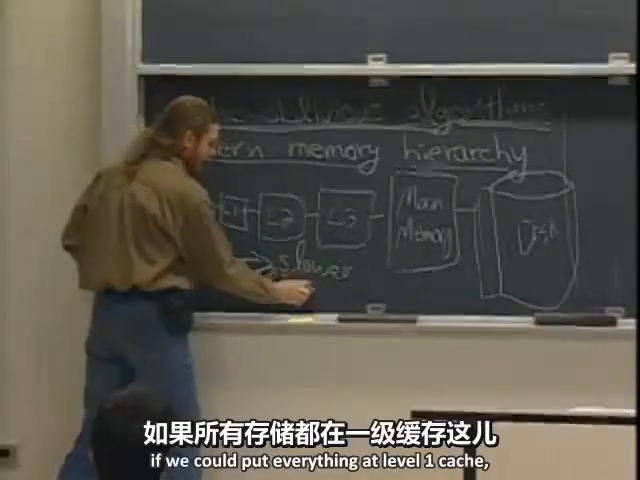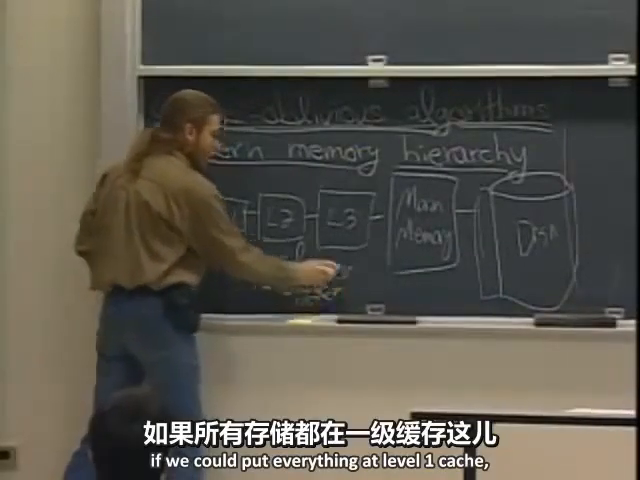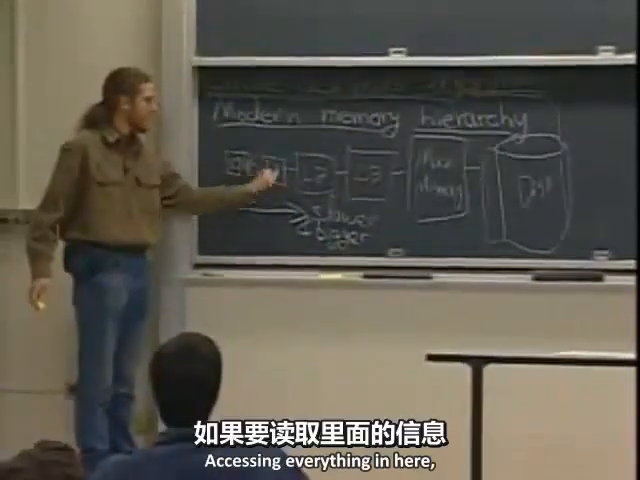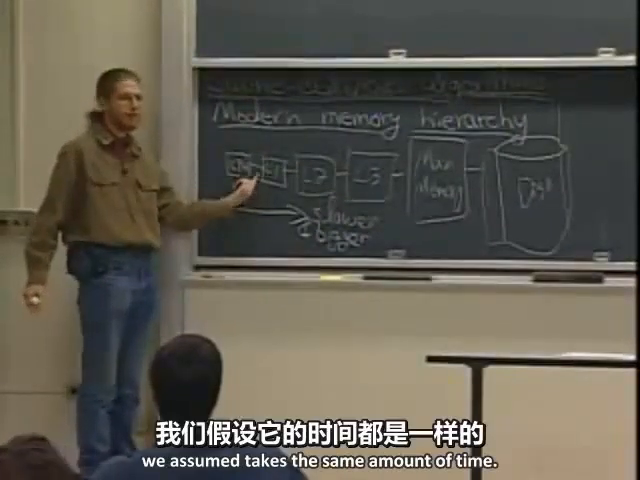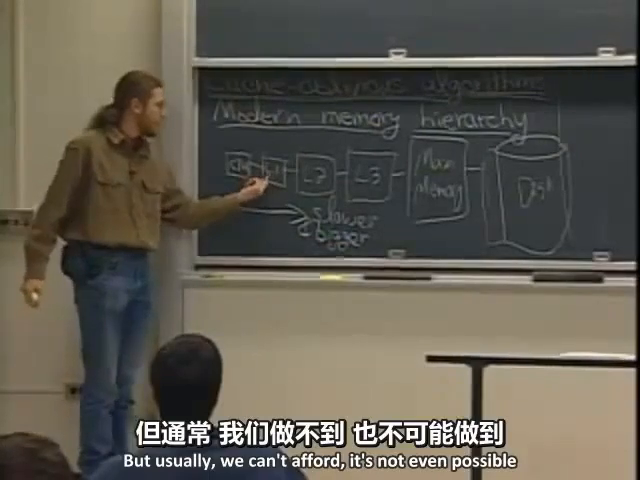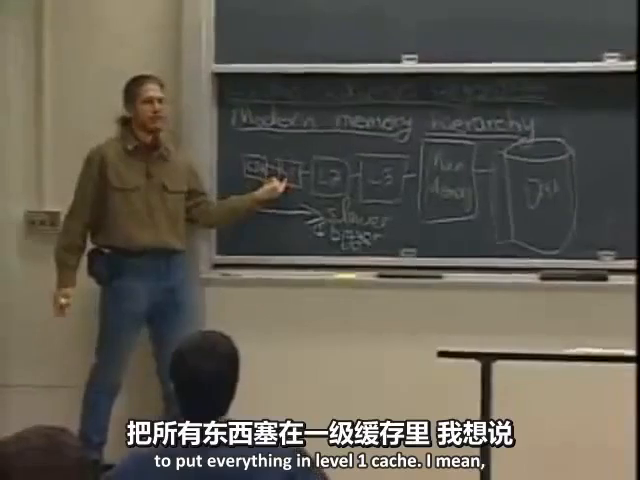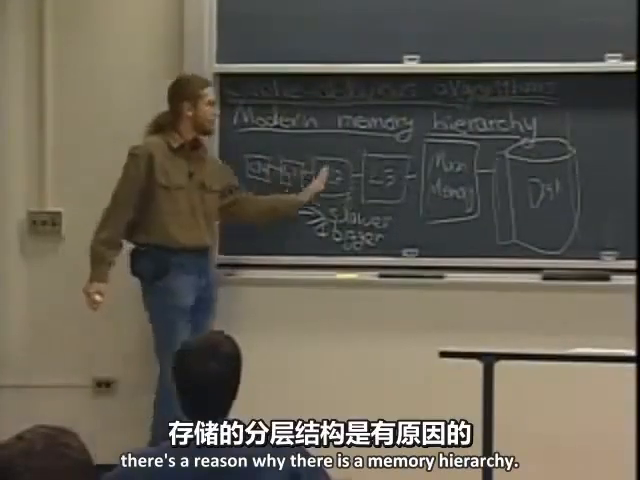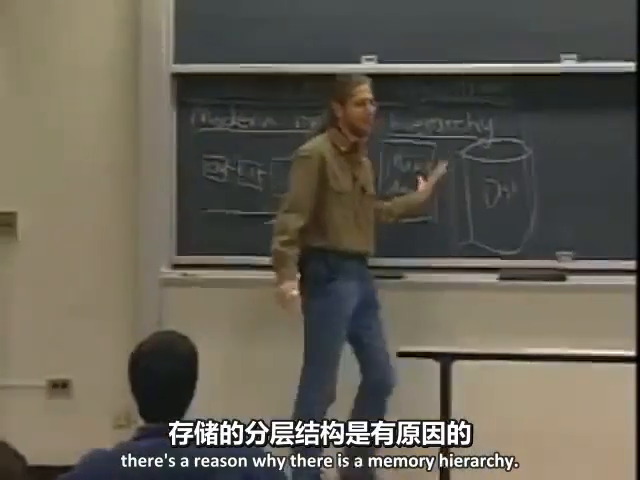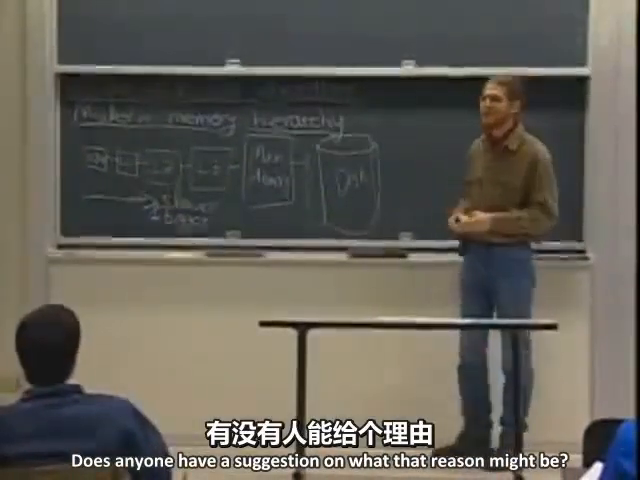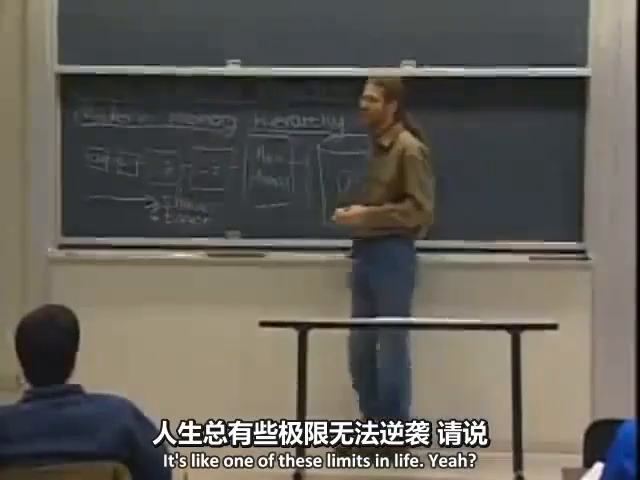I mean, if we could put everything in level 1 cache, the problem would be solved. That would be a flat memory. Accessing everything in here, we assume, takes the same amount of time. But usually we can't afford it. It's not even possible to put everything in level 1 cache. There's a reason why there's a memory hierarchy. Does anyone have a suggestion of what that reason might be? It's like one of these limits in life.